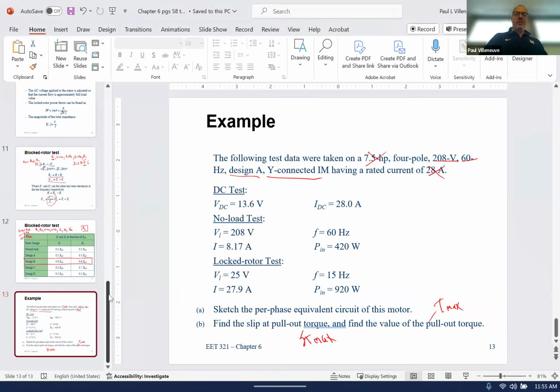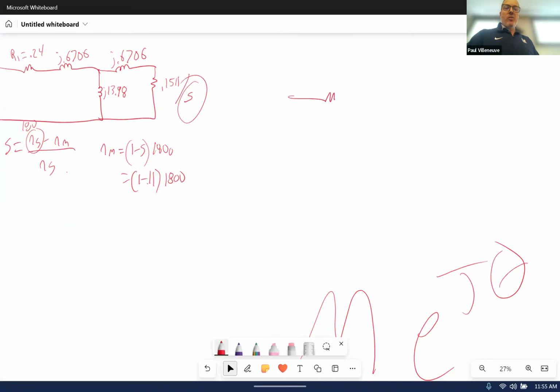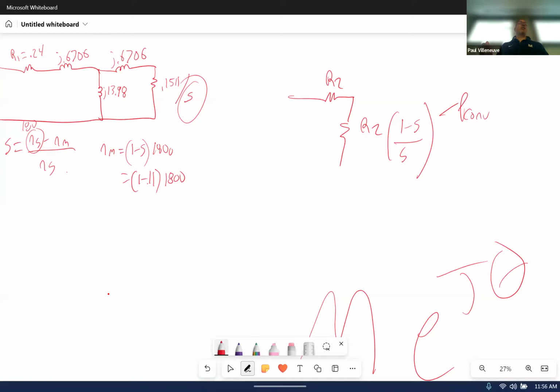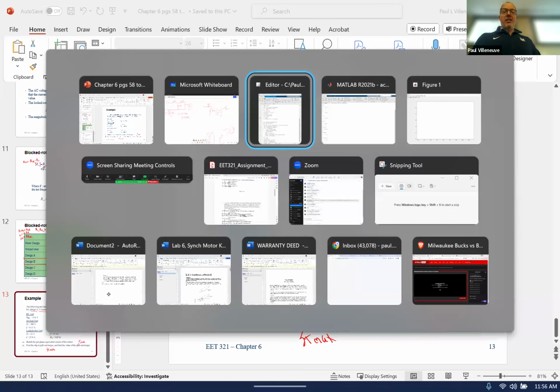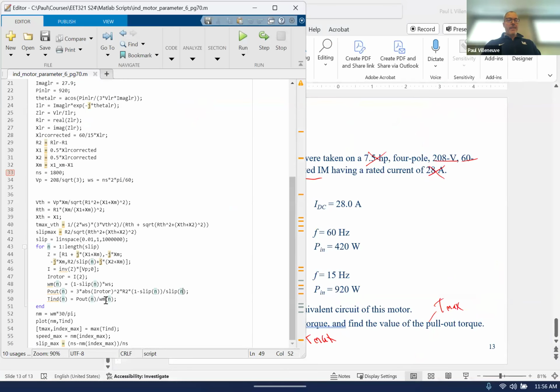Essentially, when I have these 2 resistors, this is my rotor, this is R2, and this is R2 times (1 minus S) over S. This is the converted power that's mechanical. So that's the actual power that gets converted. That's what that resistor is equivalent to. So I just did that calculation right off. And then I just calculated torque. Power equals torque times omega, so torque is equal to P divided by omega. And then I end the for loop. It'll keep doing whatever's in that for loop until it reaches the length, which in this case is 1 million. And then I just plot it.